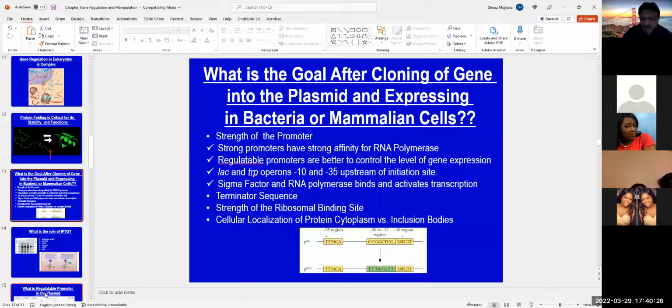So coming back to the same thing, if you want to control transcription, we have to know promoters. So the promoter is upstream of the start site where RNA polymerase binds. So the -10 region, and -20 to -13 upstream, indicated by a minus sign, and -35. So these are the various promoter regions which are important for transcription.